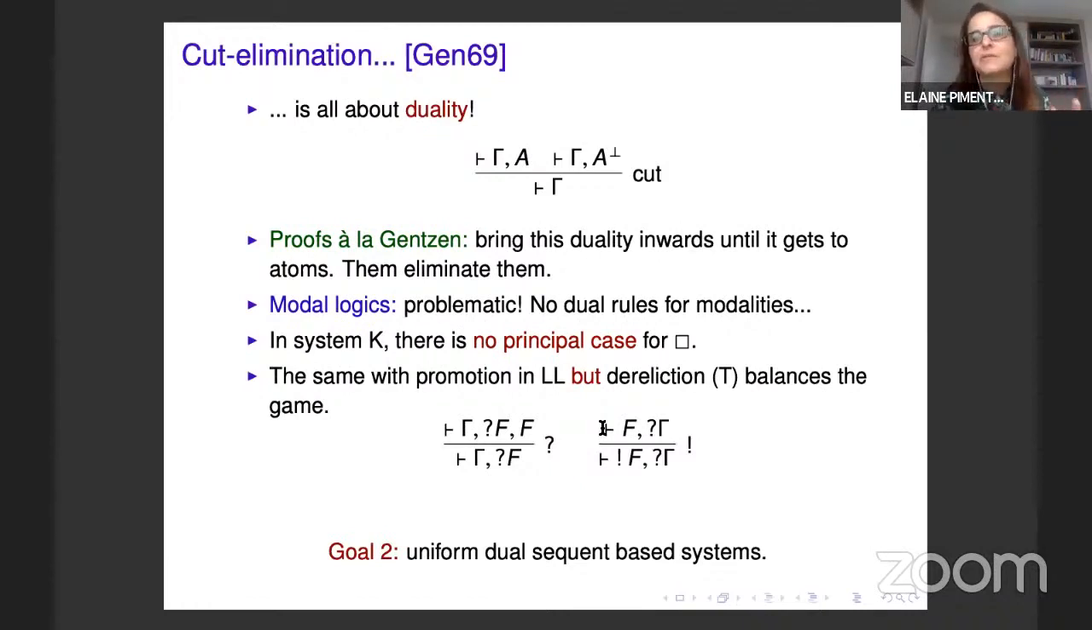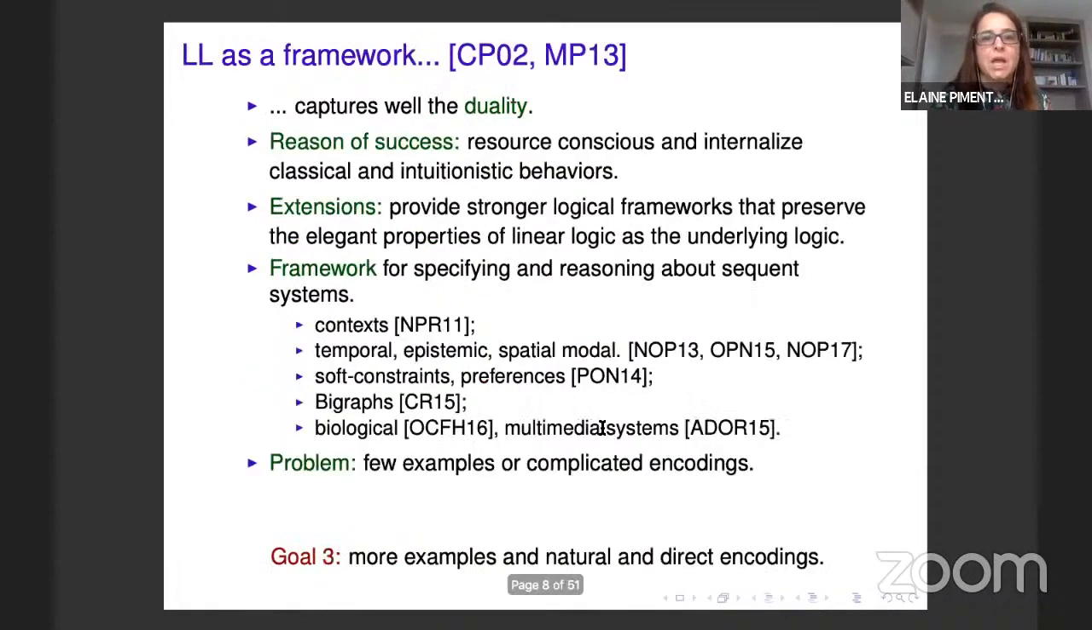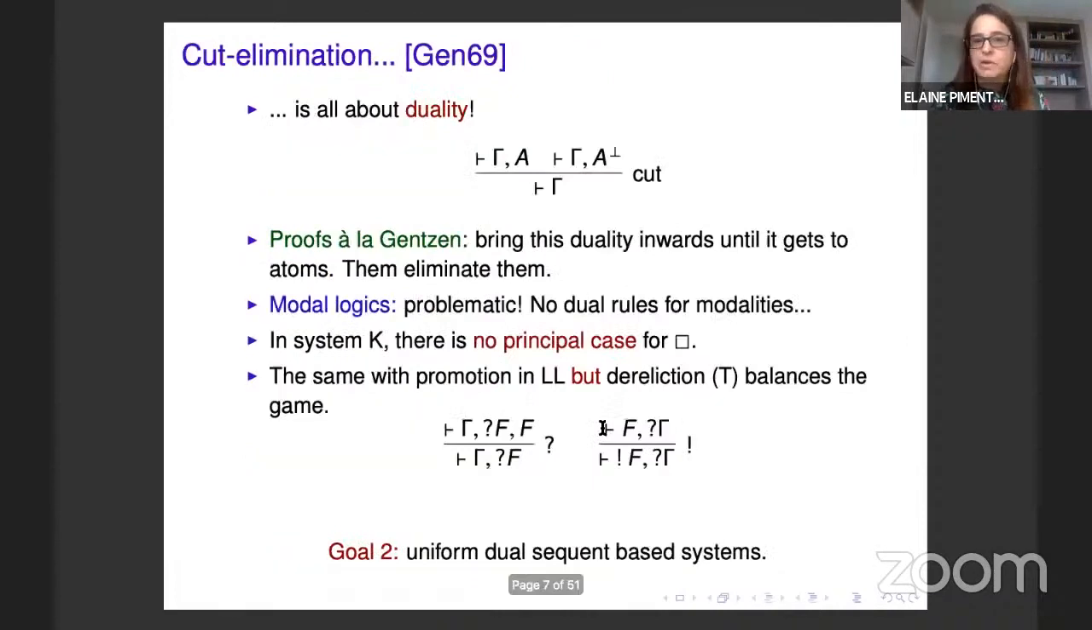So the second goal of this talk is to show you a uniform dual sequent-based system for modal logics, for example. We're not going to stay in sequents, but we're going to move up a little bit. But doing that, we're going to be able to have this duality back, let's say. And this is going to be captured in the meta level, as we're going to see shortly.